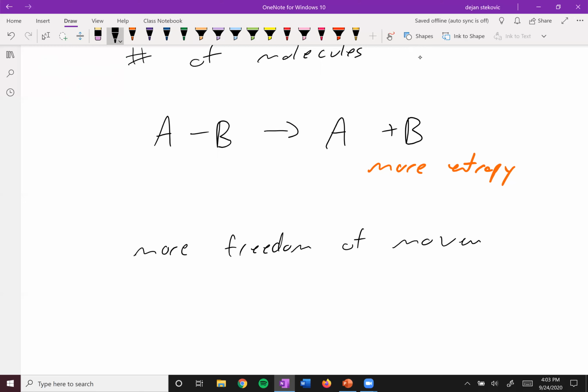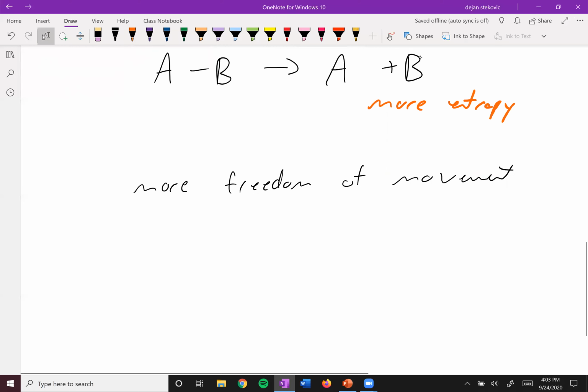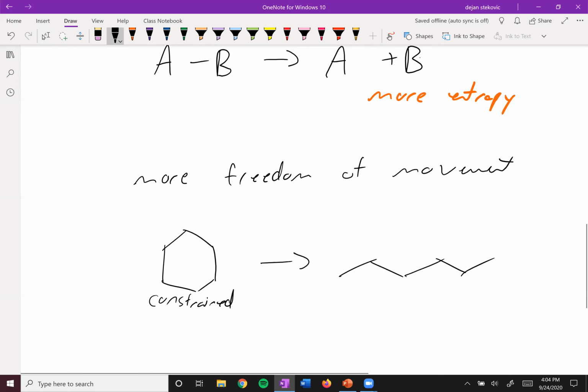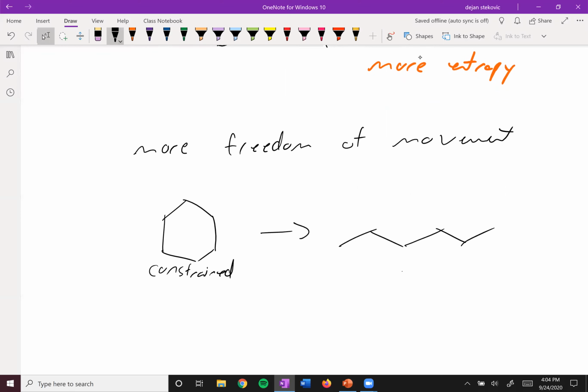of movement. So for example, we learned about cyclohexane, and we know that it's kind of constrained. It needs to have certain bond angles. It can't fully rotate, right? If we compare this to just regular hexane, this is free to wiggle around, move around. And so this is going to have more entropy.